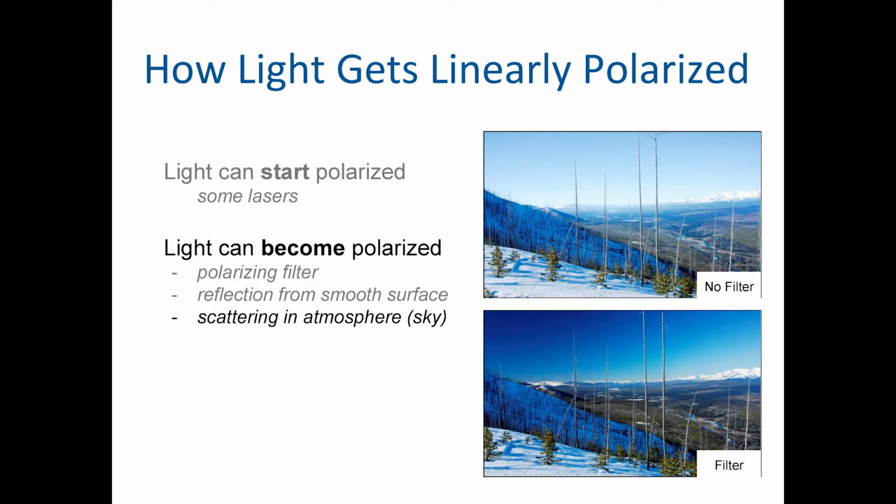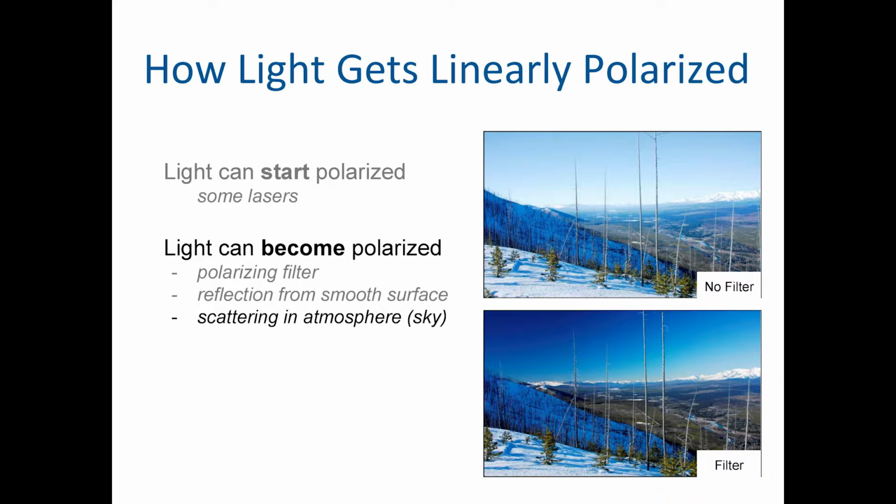Finally, you can get polarization through scattering in the atmosphere. And that just means sunlight, as it comes down into our atmosphere, reflects off of little particles or bounces off of it somehow. And in that scenario, it often polarizes light.